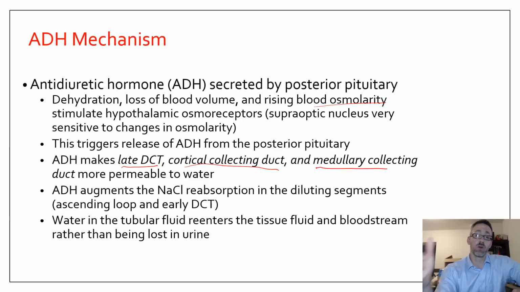So when it acts on those cells in the late distal convoluted tubule and the collecting duct, they're going to insert aquaporins, which are going to allow water to move. Okay, so it makes them more permeable. Without ADH, they are impermeable to water. In fact, the distal convoluted tubule and collecting ducts will not allow the movement of water at all, unless there's ADH present to put in those aquaporins.